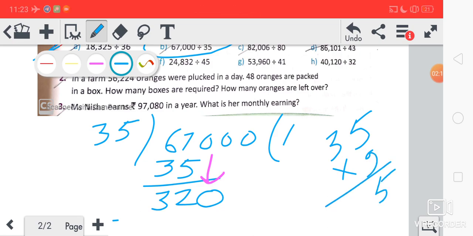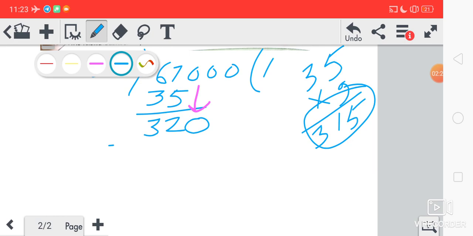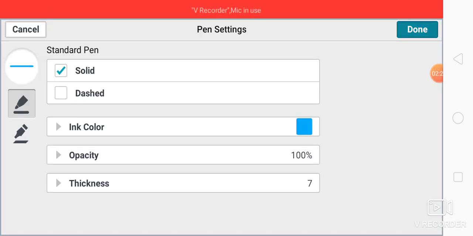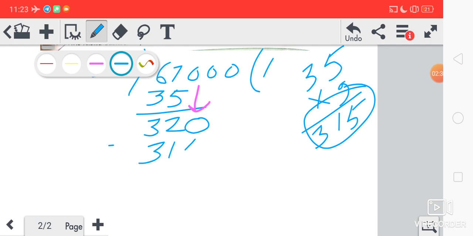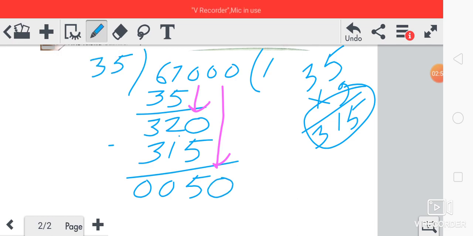9 fives are 45, and 9 threes are 27, plus 4 carried makes 31. So we are getting 315. We'll write 315 here. Now subtract it. From 0 we cannot subtract, so it will borrow and become 10. 10 minus 5 is 5. Now 1 is left. 1 minus 1 is 0, 3 minus 3 is 0. Now this 0 will come down. It will become 50. Got it?